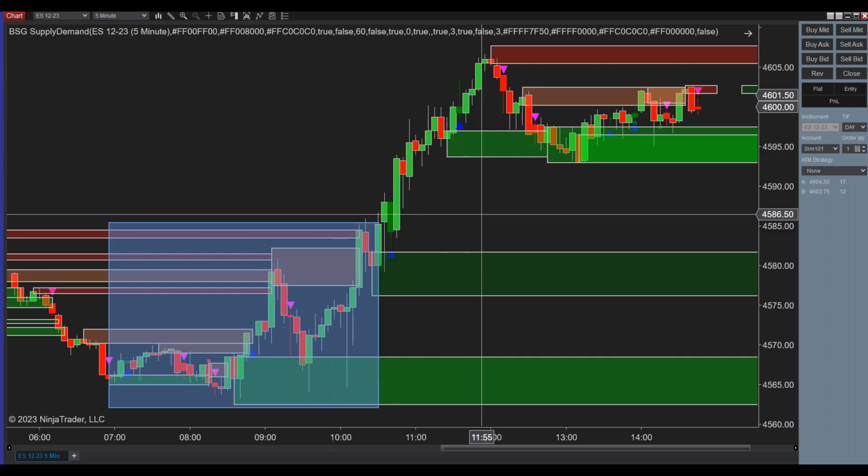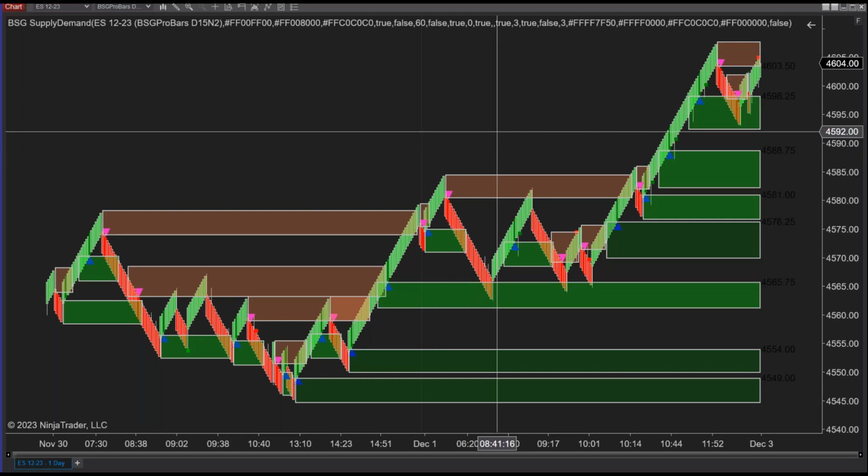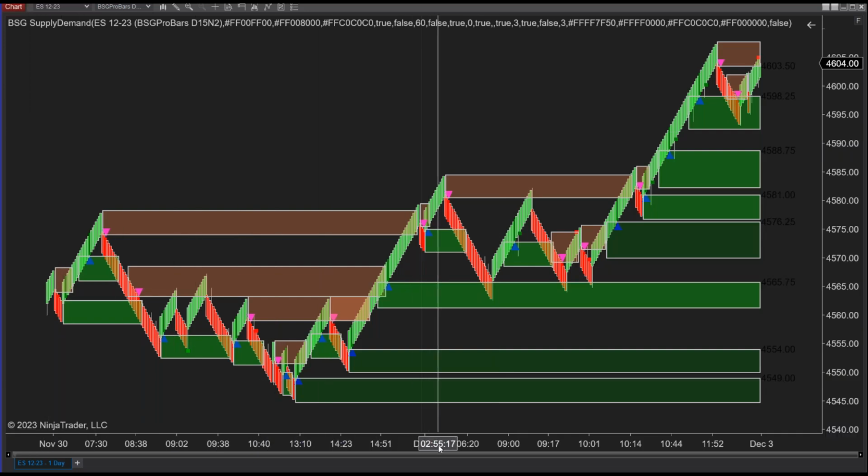That's why we recommend the price action chart, which removes the time factor. That's why we provide the BSG Pro Bar chart, a purely price action chart. It removes the time factor completely. Okay, let me switch to it. This is the price action chart I'm talking about. This is ES, from November 30 to December 1st, the last two trading days.